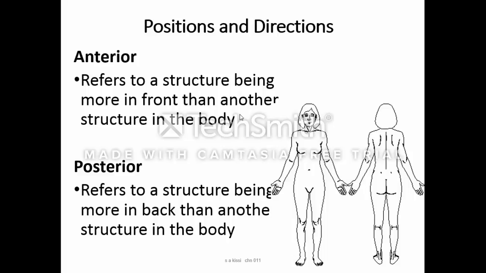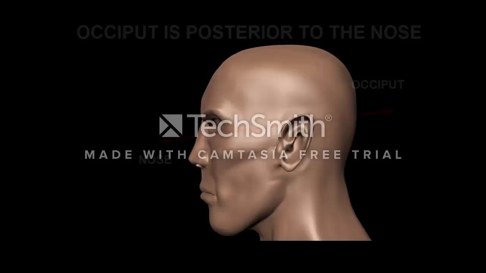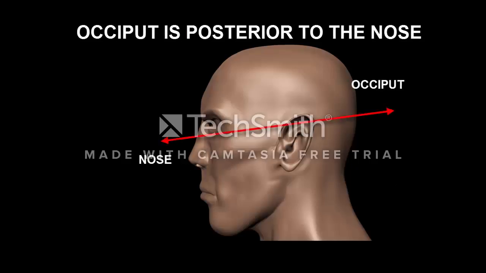We could consider the nose and the occiput. The nose is more toward the front than the occiput. So we can say that the nose is anterior to the occiput. And the opposite applies to posterior, structures that are more to the back than another structure. So an example would be the occiput is then posterior to the nose.